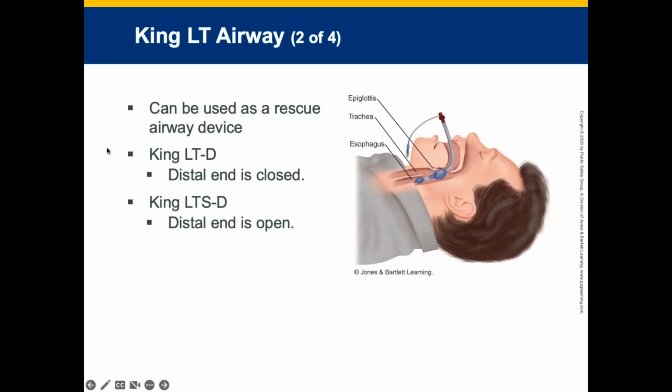They also have other ones called the King LTD and LTSD, and some of the differences would be the fact that they have a place for the OG tube. We place it down the back side and go down the esophagus. That would be more of a paramedic level skill. They're available in different sizes as well, and they're all based on the size of your patient.